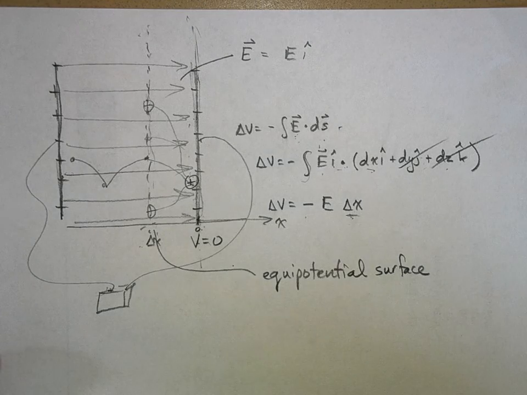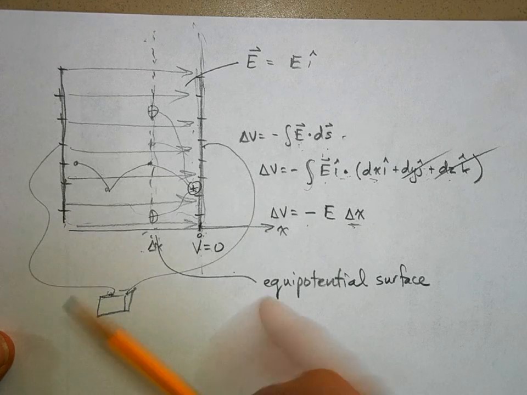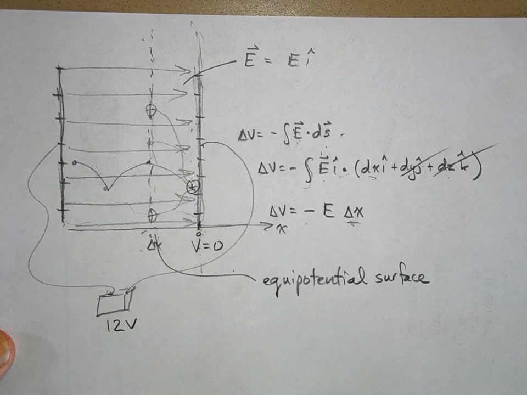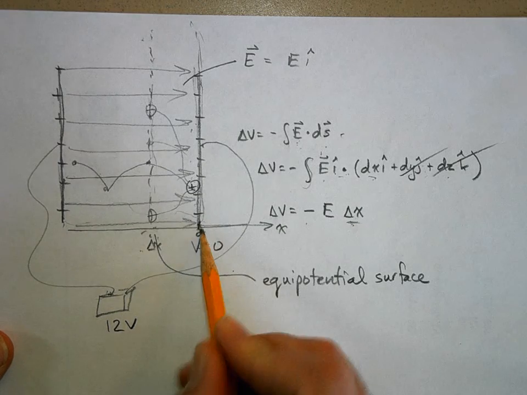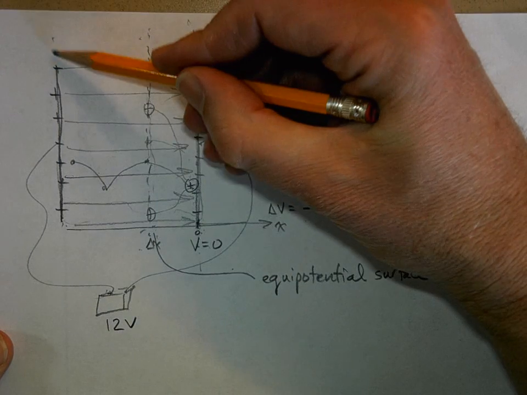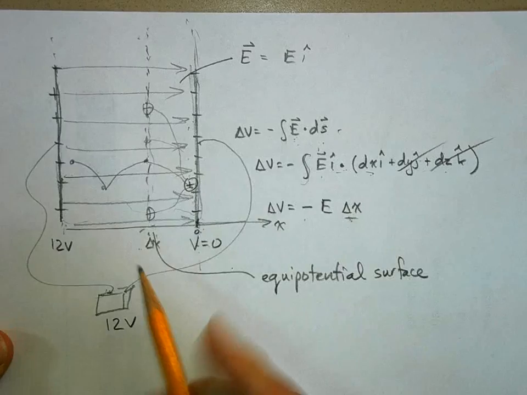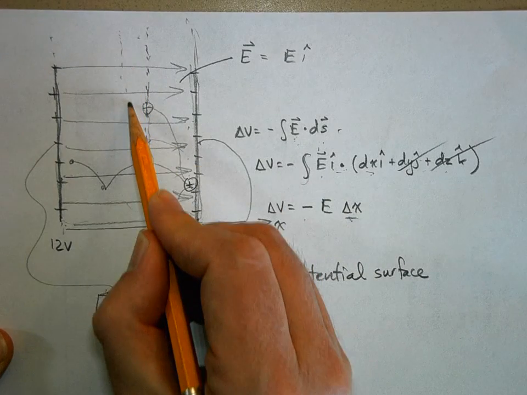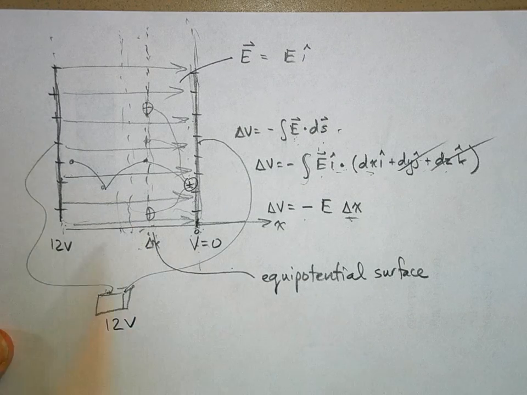Now I'm going to go up here. Maybe this is a 12 volt battery. That's what our robot battery is, right? 12 volts. So if I go from here to over here, guess what the potential is on this surface? It's 12 volts. Now, guess what it is halfway across? Let's say delta X is halfway across. It's going to be 6 volts, because this is a uniform field.